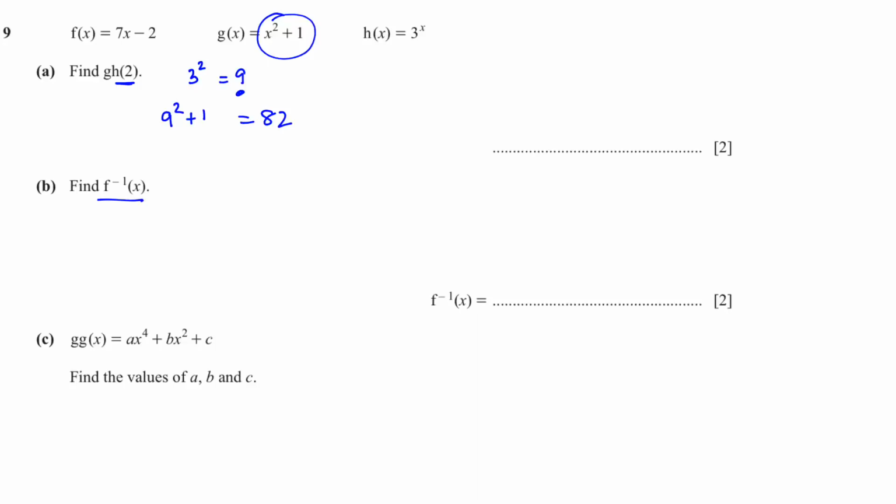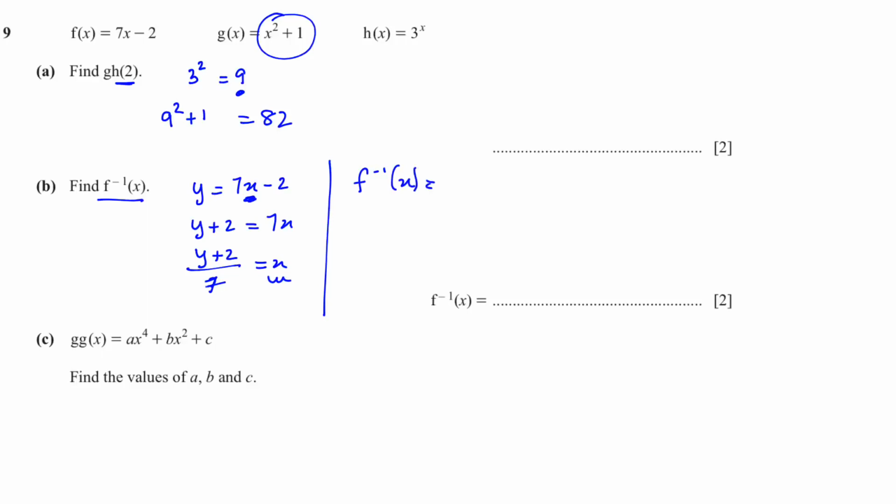F inverse x. So y is equal to 7x minus 2. We have to make x the subject. Y plus 2 is equal to 7x. This is a multiply. When you bring it to the other side, it will be a divide. You have made x your subject. Now write f inverse x is equal to. Replace the y with x. So it's going to become x plus 2 over 7.